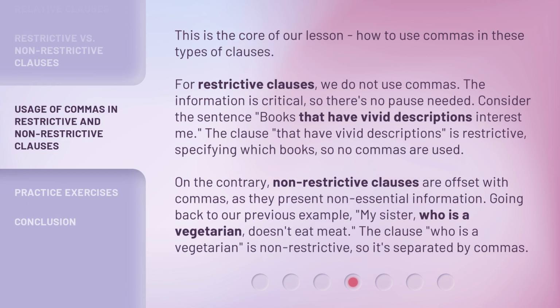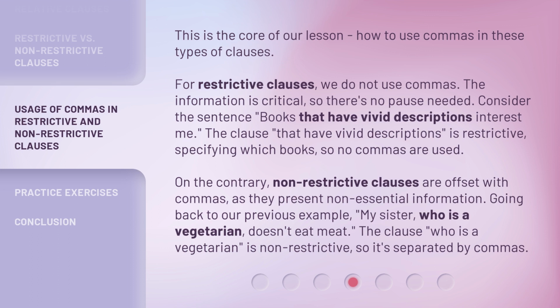This is the core of our lesson: how to use commas in these types of clauses. For restrictive clauses, we do not use commas. The information is critical, so there's no pause needed. Consider the sentence, "Books that have vivid descriptions interest me." The clause, "that have vivid descriptions," is restrictive, specifying which books, so no commas are used.